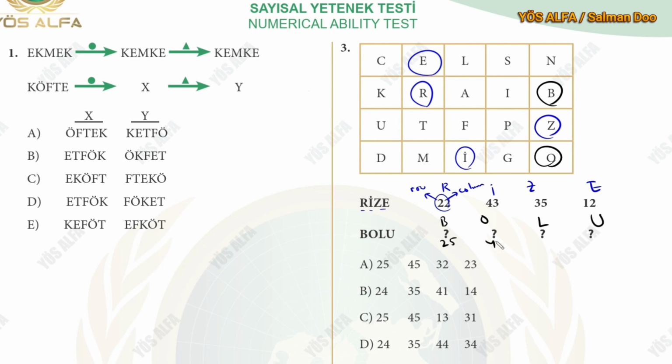O is over here, fourth row, fifth column. L is over there, first row, third column. U is here, third row, first column. So the answer is 25, 45, 13, and 31. 25, 45, 13, and 31, so it's C.